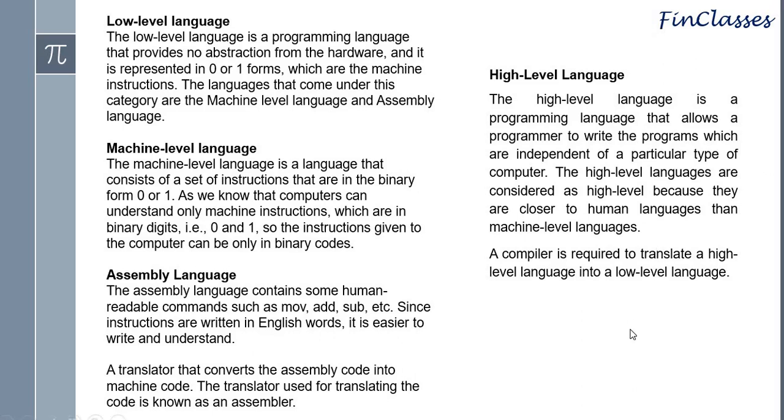And coming to high level language, a high level language is a programming language that allows a programmer to write programs which are independent of a particular type of computer. Means it is universal, that a program once installed in any computer can work irrespective of the software. Irrespective of the software means it is not something like an Android based software application will work on the iOS based software application, or a Linux based application will work on Windows based or Mac based.